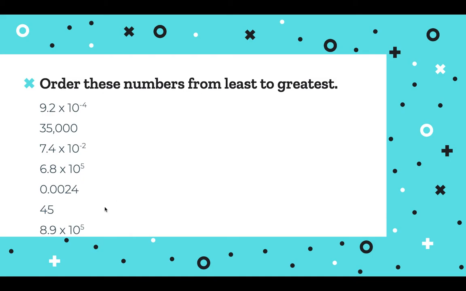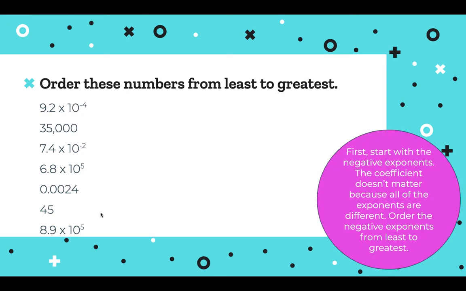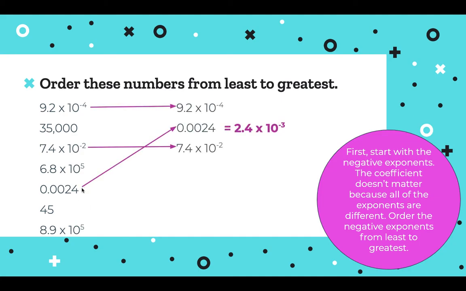The very first thing that you should look at is numbers that start with negative exponents. The coefficient doesn't matter because all the exponents are different. Order the negative exponents from least to greatest. So if we did that, we have 3 different negative exponents. We have this 9.2 times 10 to the negative 4th, 7.4 times 10 to the negative 2nd, and being that this number has a 0 in front, we know that's going to be a negative exponent.